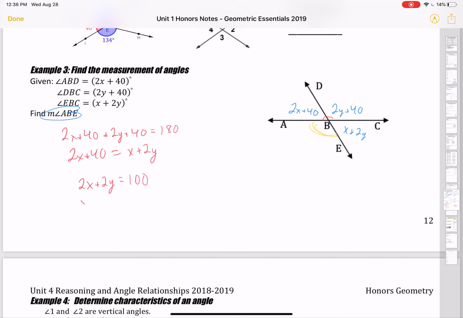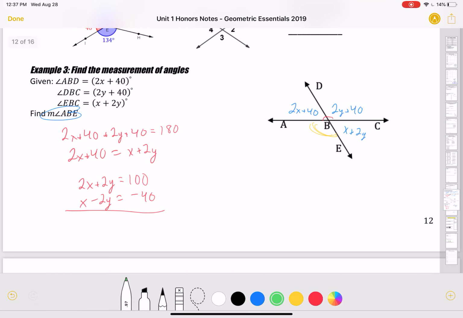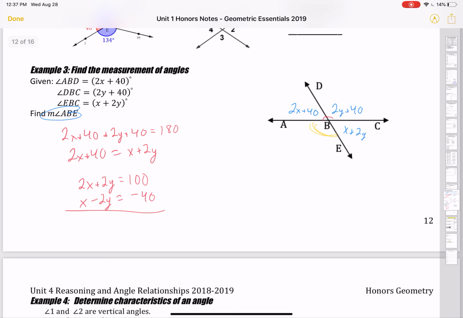And I'm going to get x minus 2y equals negative 40. So when I set that up, that way the x's are stacked, the y's are stacked, and the numbers are stacked, the y's are all ready to be eliminated. So I'll get a different color. Y is going to go away. X equals 60.